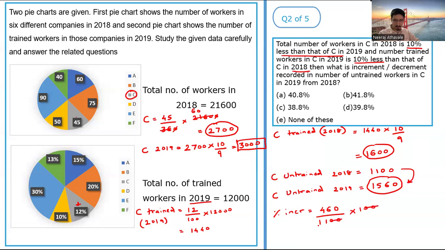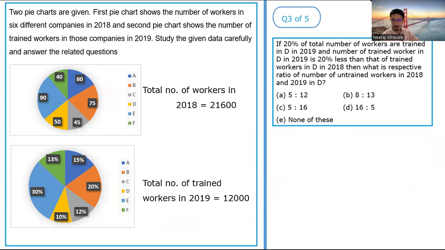So 460 upon 11, you can simply divide it. So 11 fours are 44. We have 20. So 11 ones are 11. Then we have 90. So 11 eights are. So answer will be 41.8 percentage. So that's our answer for this particular question. Okay. Let's see the next one.